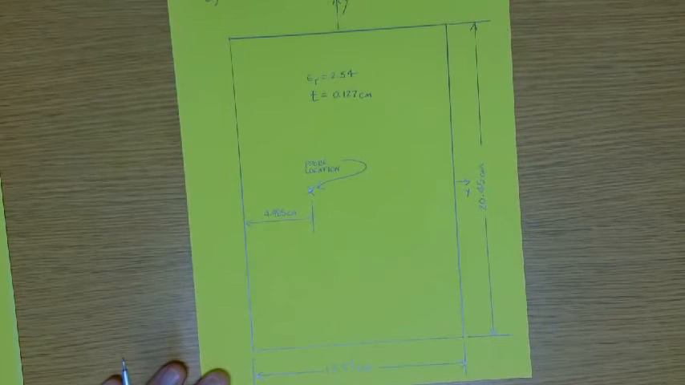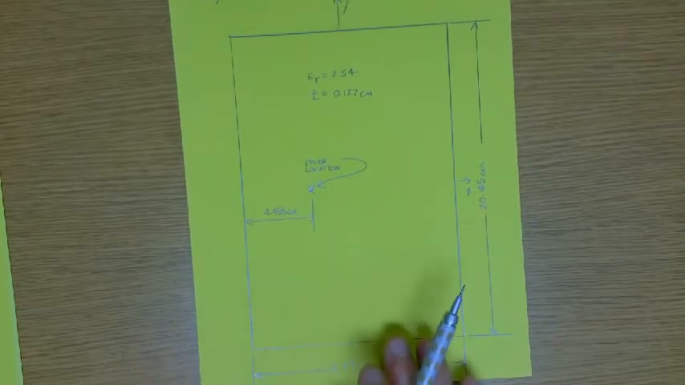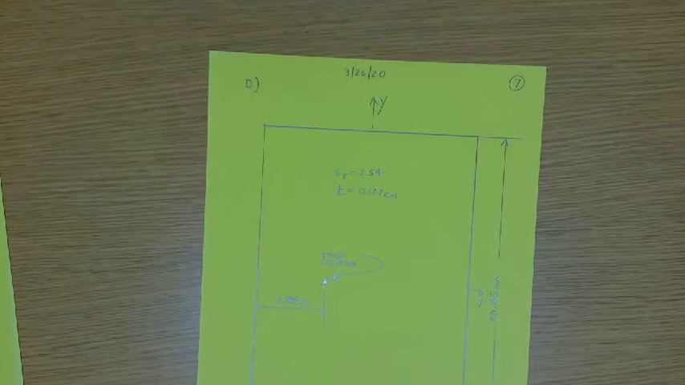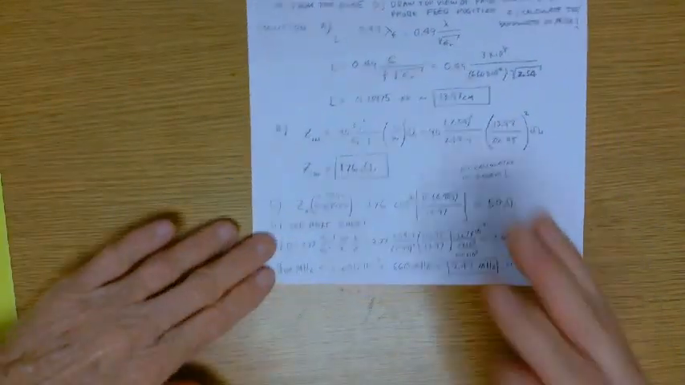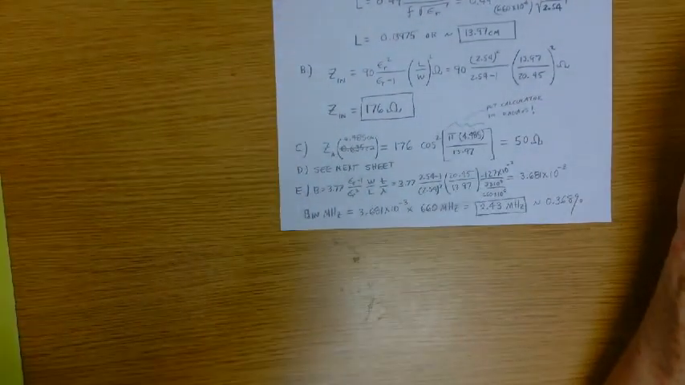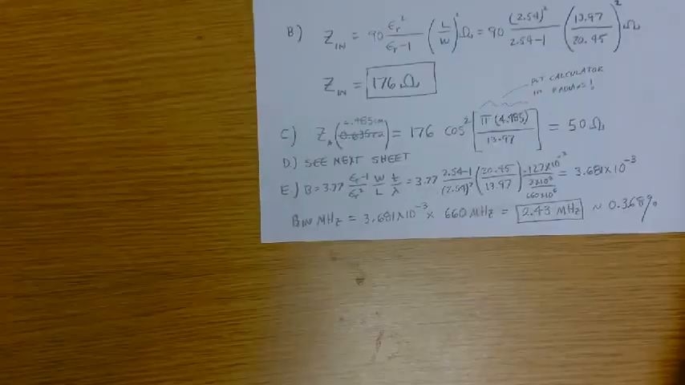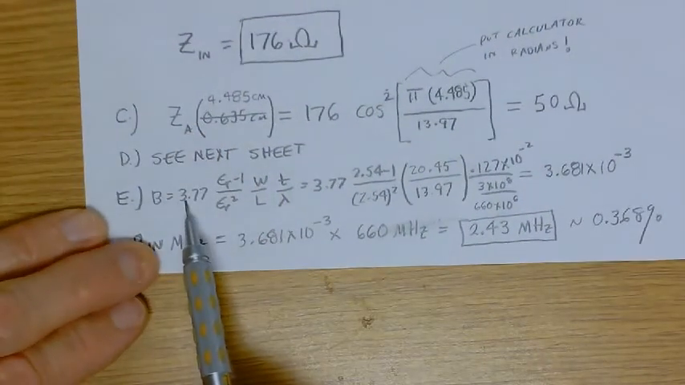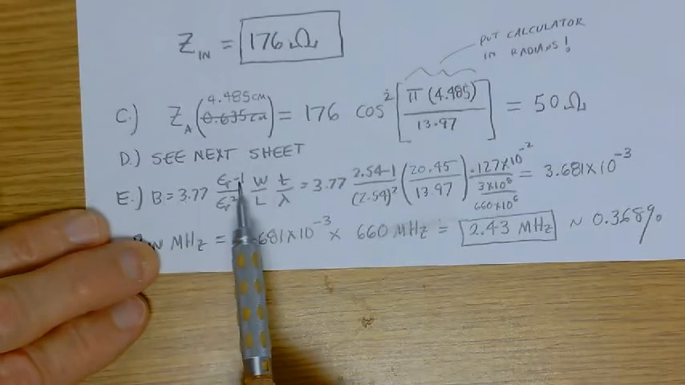But what's the bandwidth, right? Over what range of frequencies is this thing going to behave reasonably well, right? So back to this sheet, right? The bandwidth is, zoom back in, the bandwidth is 3.77 times (epsilon_r minus 1) over epsilon_r squared, times W over L, times T over lambda.